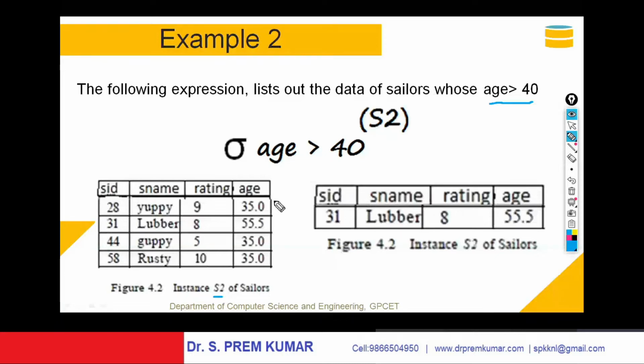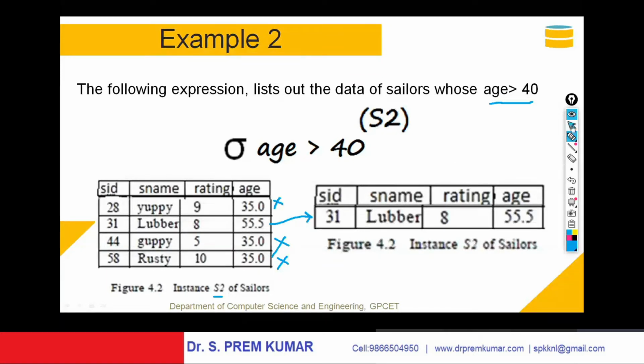If you observe this, 35 age is not greater than 40. Age greater than 40 is nothing but it is only Lubber. So you get the output of 31, Lubber, 8 and 55.5. You get the complete data of Mr. Lubber because his age is satisfying this criteria, age greater than 40. Age is 55.5 which is greater than 40, and hence you are getting 31, Lubber, 8 and 55.5. From S2 you got this instance. This is the result for this query.